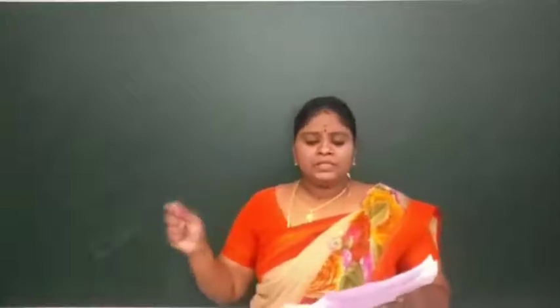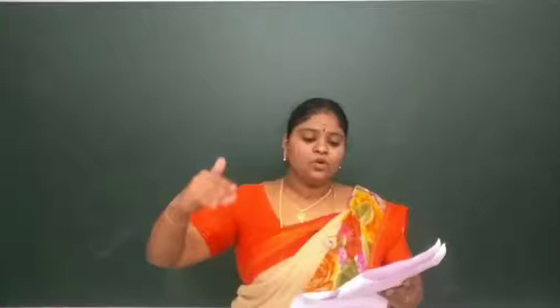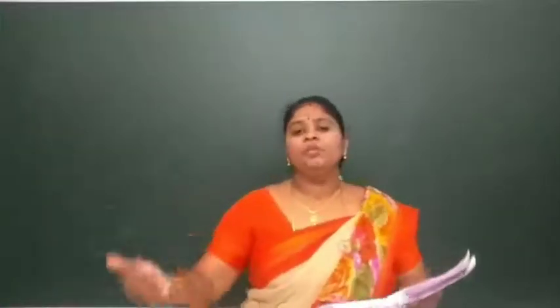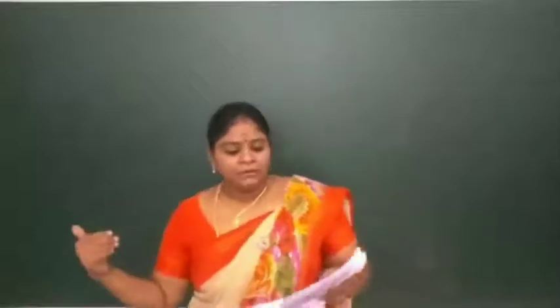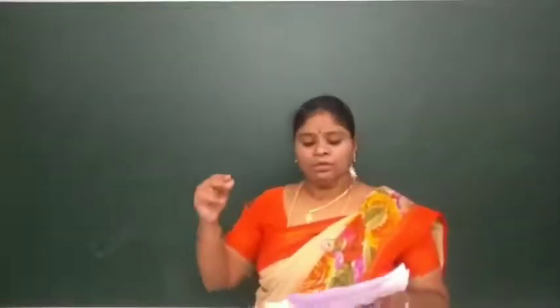Then tributaries are generally found in the upper or the middle course of the river, but distributaries will be found in the lower course of the river. Example of tributary is Yamuna of Ganga. Example of distributary is Hooghly of Ganga.